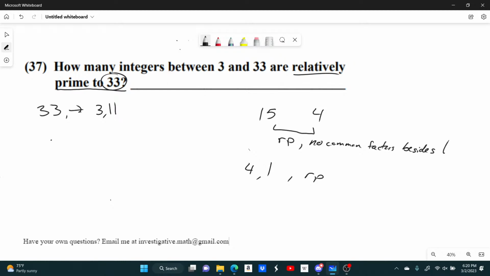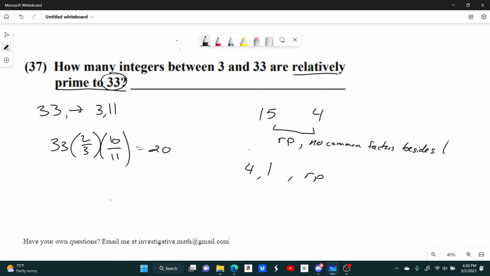So to do this, you're going to multiply by 2/3 and then by 10/11. So you see, the numerator is always just one less than the denominator, and the denominator is just the different prime factors. So 33 times 2/3 is 22, times 10 over 11 is just 20. And that's for finding the number of relatively prime numbers less than the number.